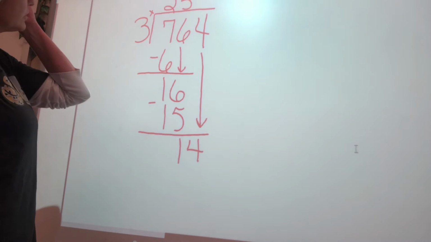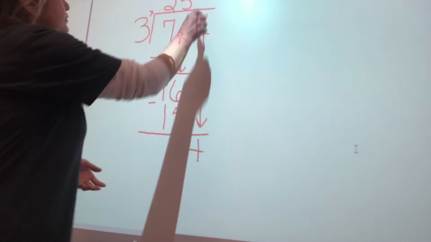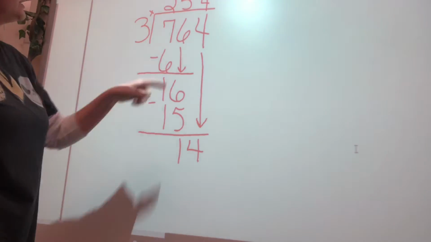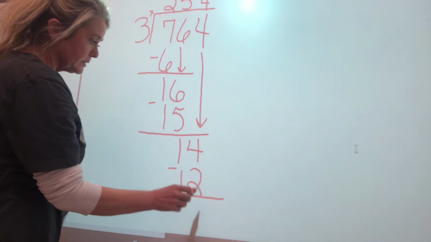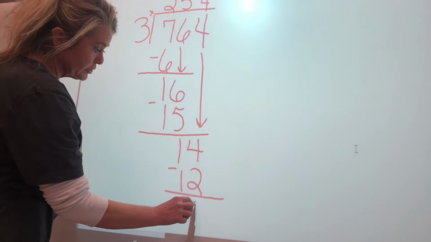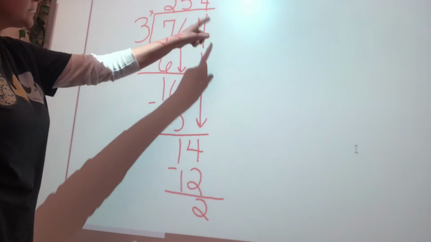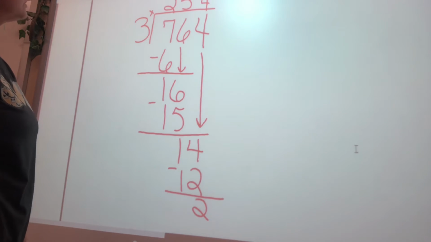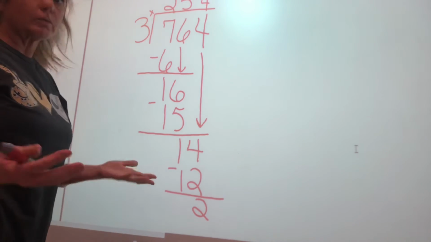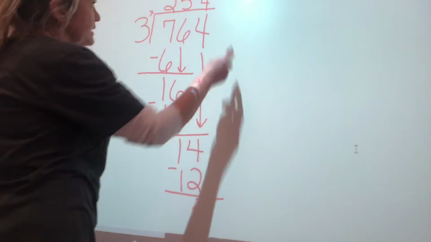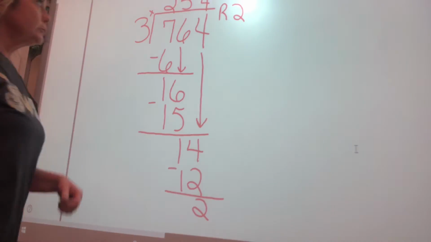Well, math facts, I knew that 3 times 5 was 15, so that won't work, so I'll try a 4. Okay, and then 4 times 3 is 12. And I subtract. 4 minus 2 is 2. And 1 minus 1 is 0. And I don't have anything left to bring down. So how many times will 3 go into 2? Well, it won't. 3 won't go into 2. So I just have these left over. So my remainder is 2.